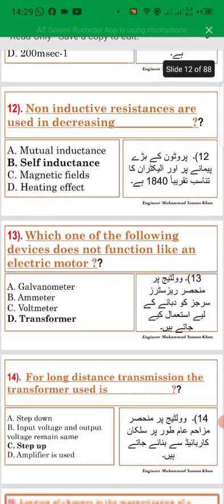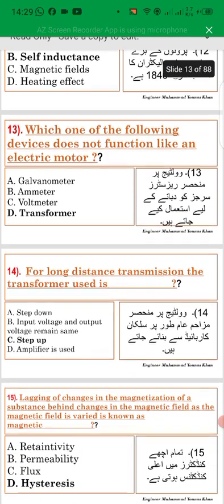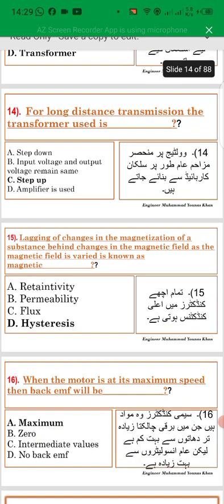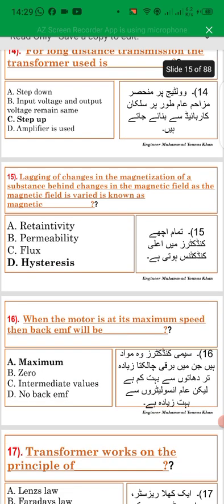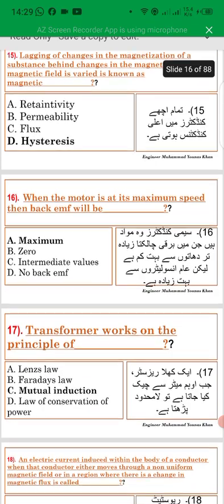Non-inductive resistances are used for decreasing self-inductance. Which of the following devices does not function like an electric motor? Transformer. For long distance transmission, the transformer used is step-up. Lagging of change in the magnetization of a substance behind change in the magnetic field, as the magnetic field is varied, is known as magnetic hysteresis.